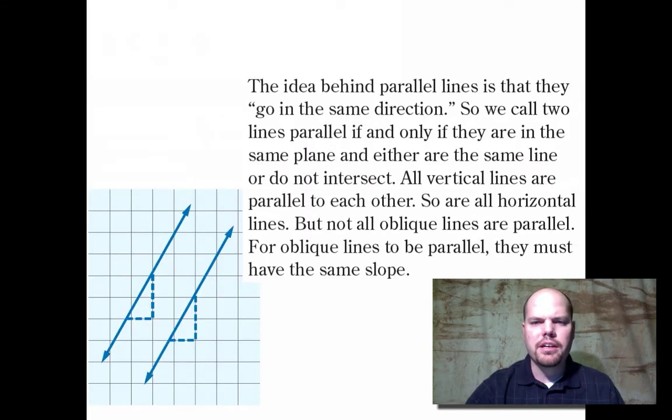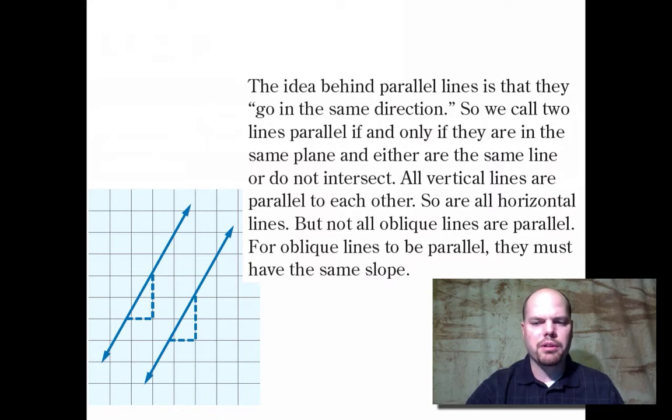Okay, so the big idea behind parallel lines is that they go in the same direction. You know what they look like. So we call two lines parallel if and only if they are in the same plane and are either the same line or they do not intersect. All vertical lines are parallel, so are all horizontal lines, you knew that, but not all oblique lines are parallel.